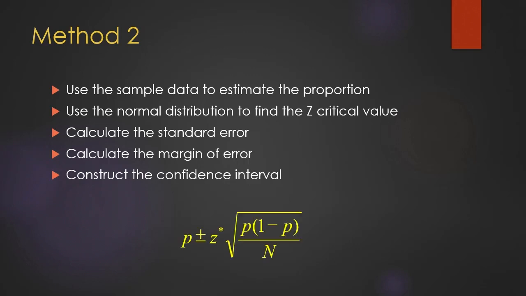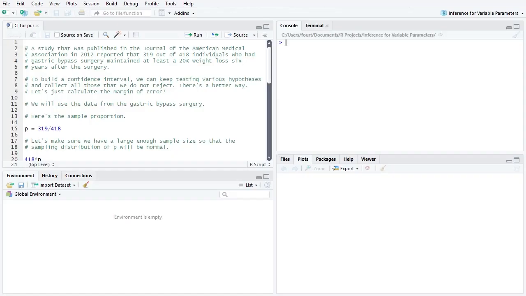Here's the formula. Z star represents the critical value. P is our sample population proportion. N is again our sample size. If we take the standard error, the square root of P times 1 minus P divided by N, and multiply it by the critical value, that's the margin of error. If we add and subtract that margin of error from our sample proportion, we end up with the confidence interval. Let's see how to do this using R.